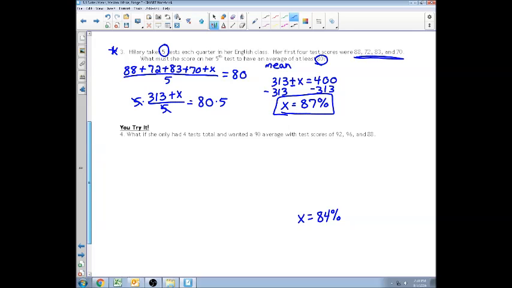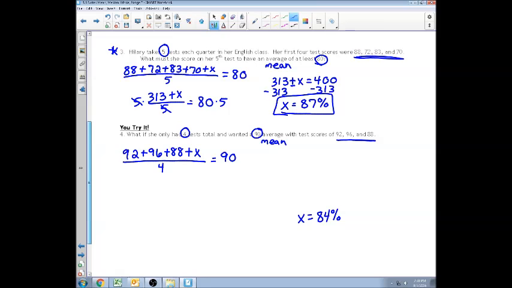It's asking for the average, so we're going to use the mean. It gives us 3 data points, but it says we have 4 tests, so I need to add up those 3 data points: 92 plus 96 plus 88. The 4th test, we need to use a variable. It's out of how many data points? Well, 4. And she wants to average at least a 90. So it'll be equal to 90.